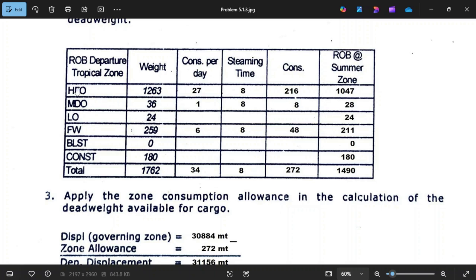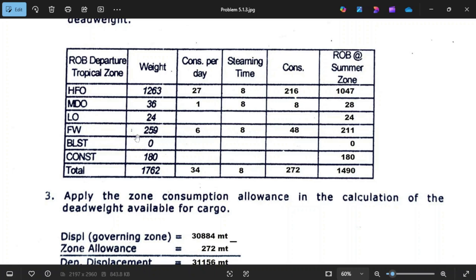So let's say, for example, for FO your daily consumption is 27 tons times 8 days of steaming time, then the total consumption of fuel oil is 216. With your diesel oil, the consumption is 1 ton and a steaming time of 8 days, so 8 times 1, that will be 8 tons for the entire voyage.